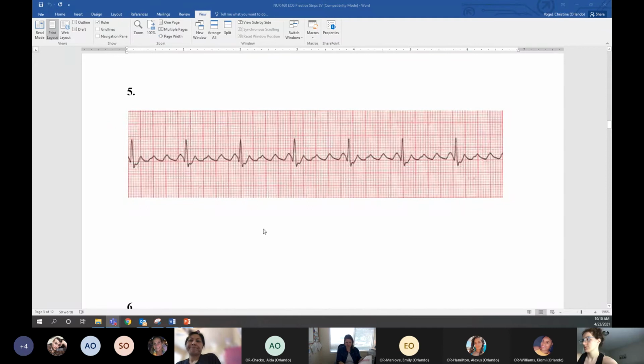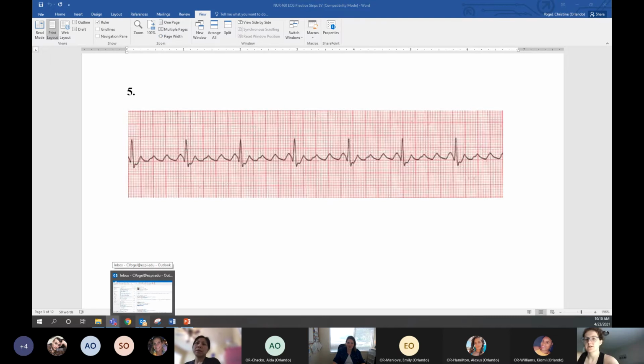All right. What do we have here? Where do we start? Step 1, is it regular or irregular? It looks regular, but it looks like that sawtooth. It does, for sure. And then our rate is 1, 2, 3, 4, 5, 6, 70. And then the P wave before every QRS? Yeah, we do have that, but you're right, Stacy. I'm seeing that sawtooth. So what do you think this is?